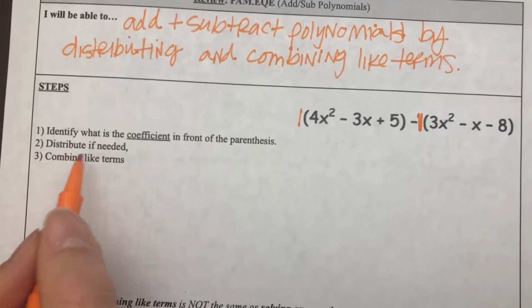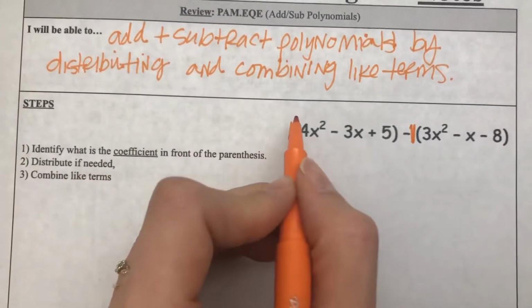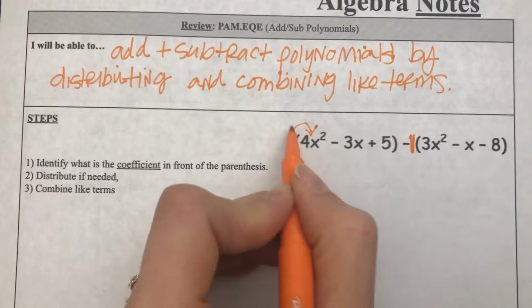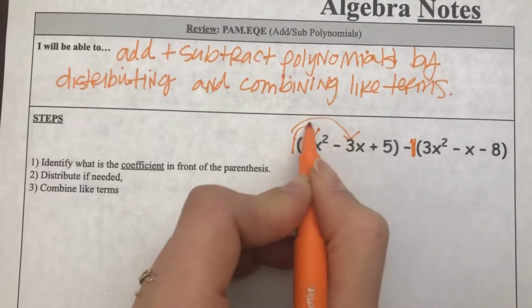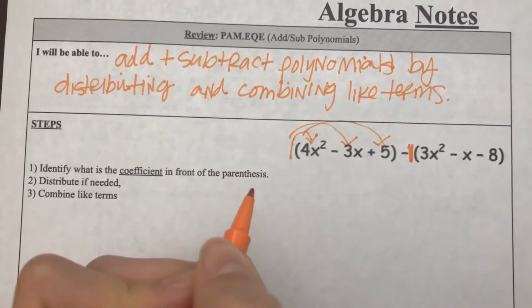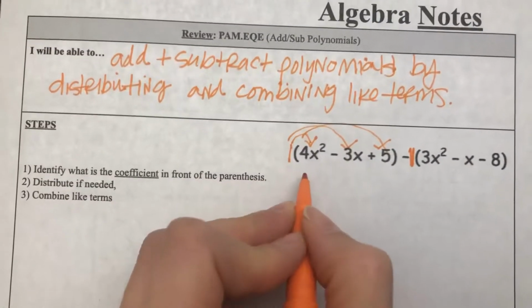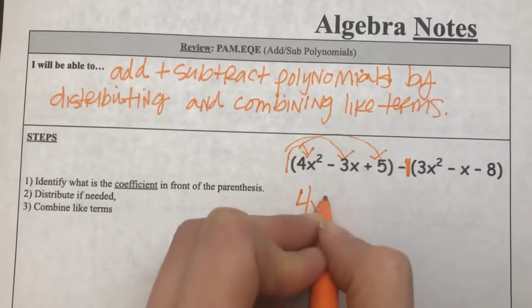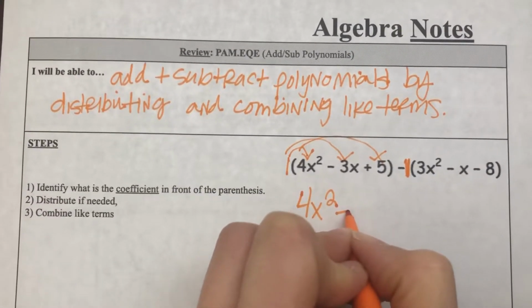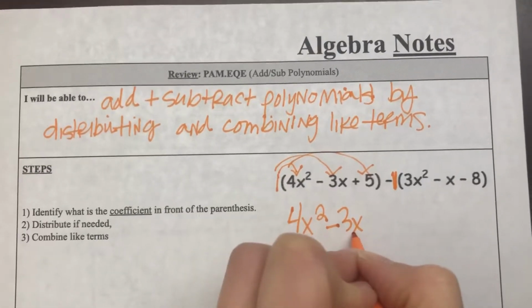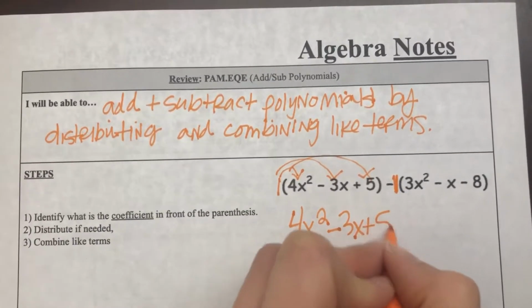Then my step 2 says to distribute if needed, which I do. So 1 distributed to 4x squared, to negative 3x, and to positive 5. So 1 times 4x squared is a positive 4x squared. 1 times negative 3x is the same, negative 3x. 1 times positive 5 is positive 5.